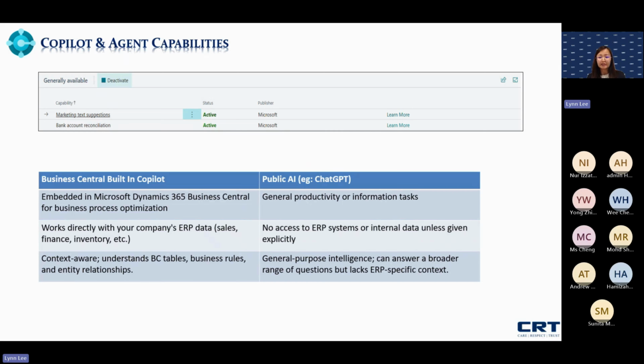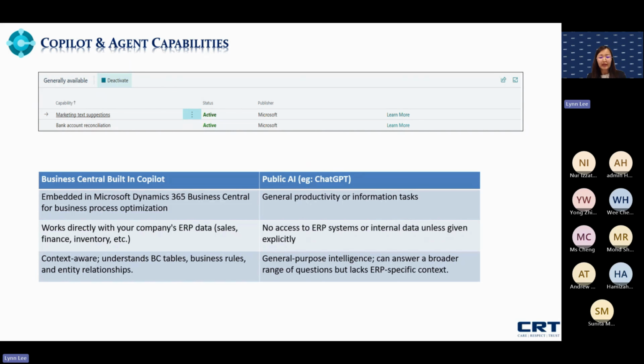The built-in Copilot is mainly for business process optimization, and it works with your company business data, which means that it will help you within the Business Central data. It is also aware of and knows your Business Central tables, relationships and rules. So it can easily help you with your operation.